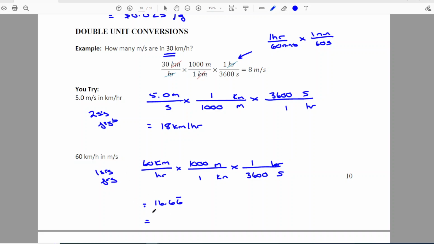Okay, so for this one, I'm going to go 1 sig fig, so I'm going to go 20 meters per second. Even though it feels like it would be better to write 17, you can't. You're limited by sig figs.